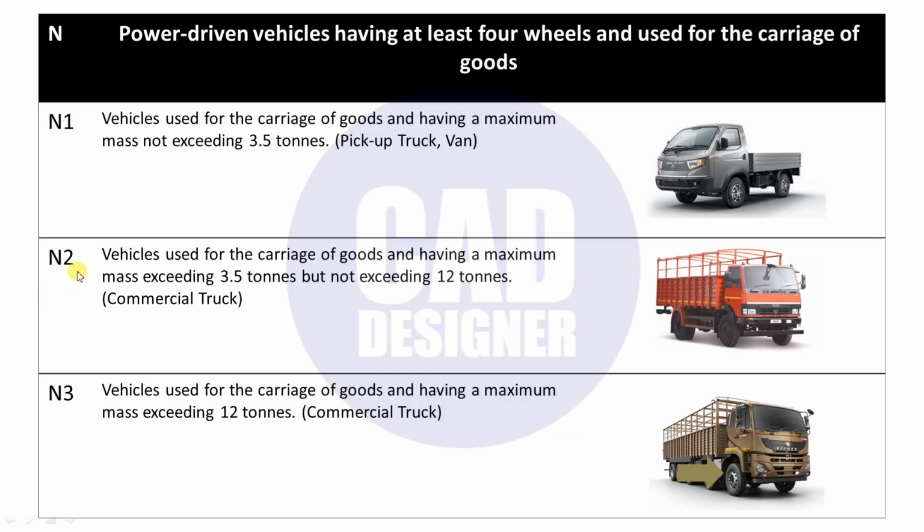Then in the N2 category, there is no limitation like that on mass carrying. It can exceed 3.5 tons but not more than 12 tons. So the vehicles which can carry mass between 3.5 to 12 tons come under the N2 category, and vehicles with more than 12 ton mass carrying capacity come in the N3 category.